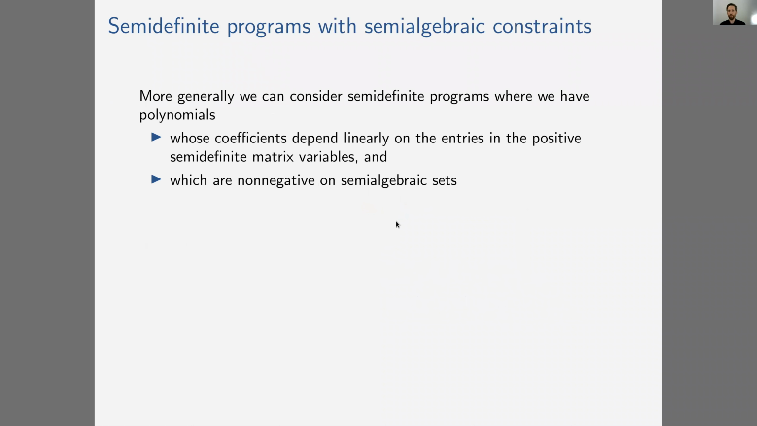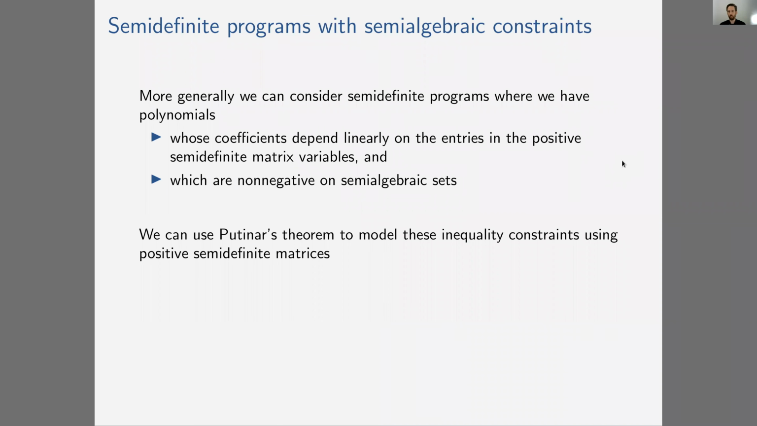So in the general setting, you have polynomials whose coefficients depend linearly on the entries in the matrix variables, and which need to be non-negative on semi-algebraic sets. Then we can just use Putinar's theorem and model this using truncated quadratic modules. And that turns this into a semidefinite program. But of course, then we don't have a good degree bound, so we need to make these degrees bigger and bigger and hope for the best. But in practice, this works really well even for small degrees.